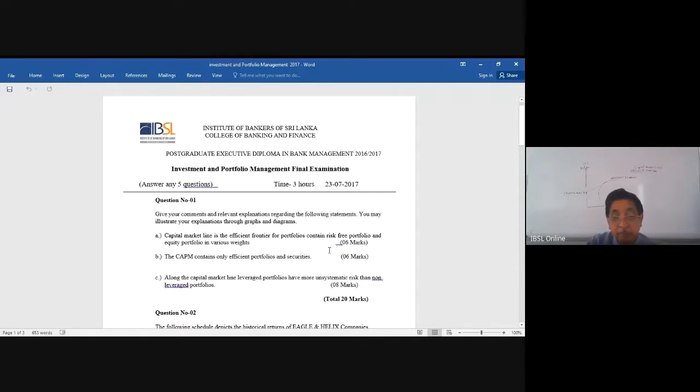on a diagram. And as I told you earlier, you need to start with the statement is correct. So that is how the answer has to be given. So then you say capital market line is the efficient frontier for portfolios containing risk-free portfolio and equity portfolio in various ways. So earlier, the efficient frontier we got only through the risky assets. So that efficient frontier is the curved one. It is not the straight line.